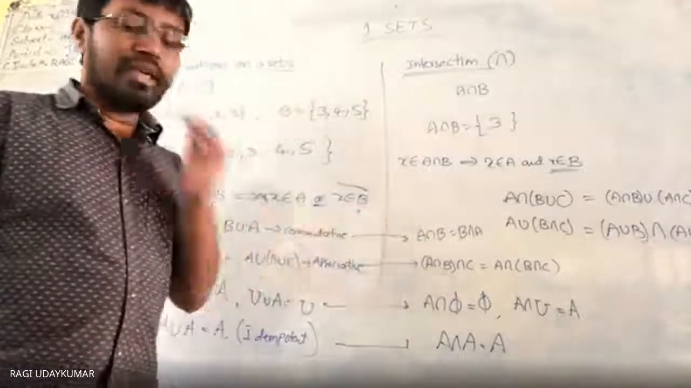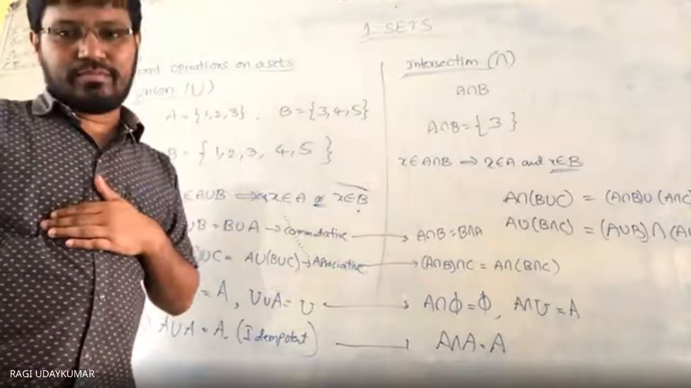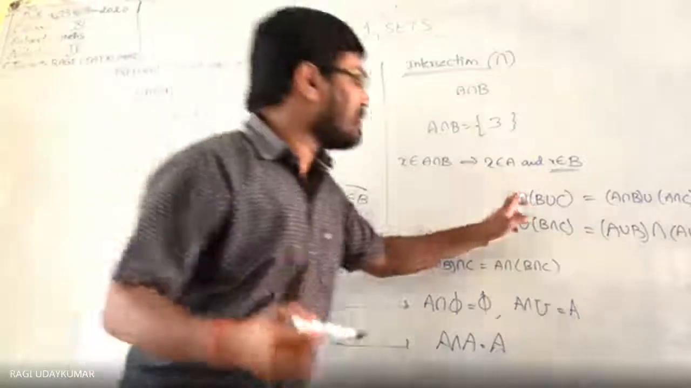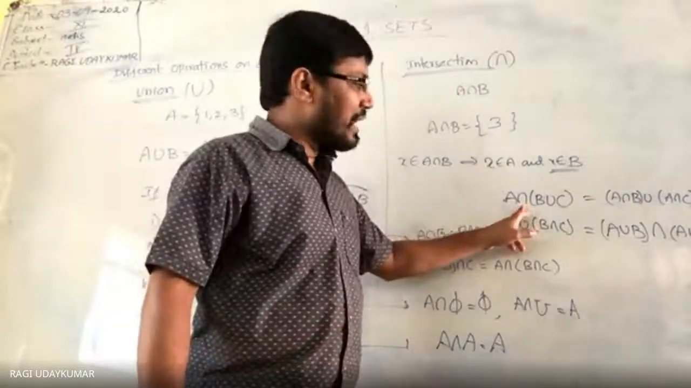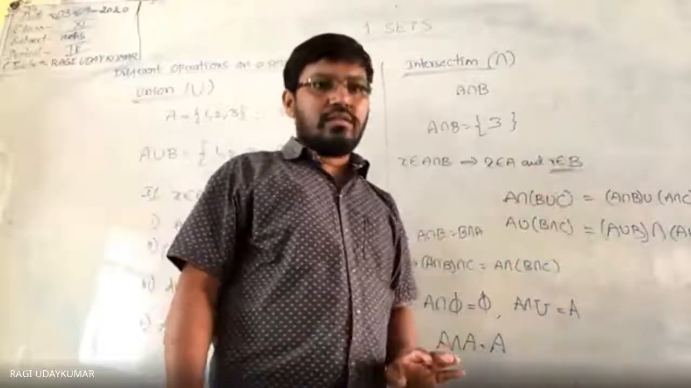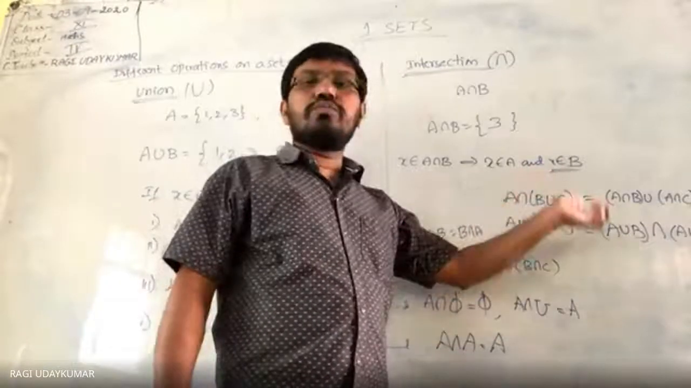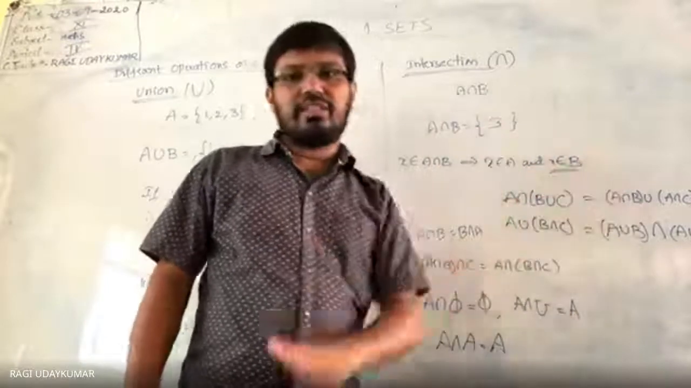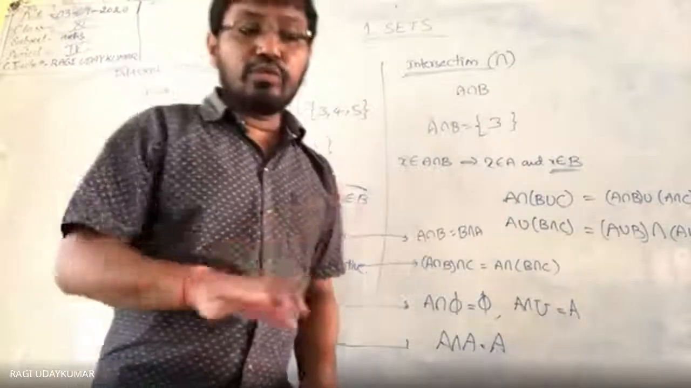These can be proved even with the help of Venn diagrams. In the first case, union separates both of them. Here distributes means to separate. Intersection distributes over the union. Here, in the second case, union distributes over the intersection. So we can prove these two things here.